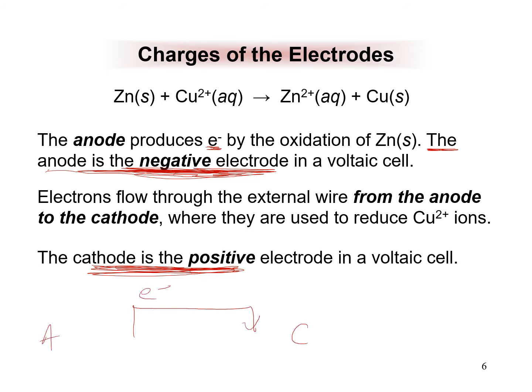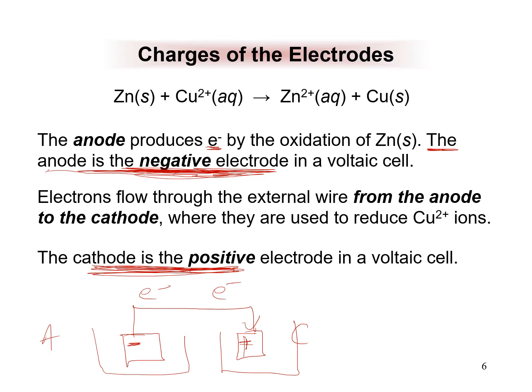So if electrons are going in this direction, you can assume it's not really true, but if you want to remember it, how can you remember it? If this is my electrolyte solution and these are my electrodes, anode is always negatively charged, cathode is always positively charged. Electrons are going from the negative to the positive. They don't like the negatively charged anode, so they go away from negative towards positive. So that's how you can remember it.